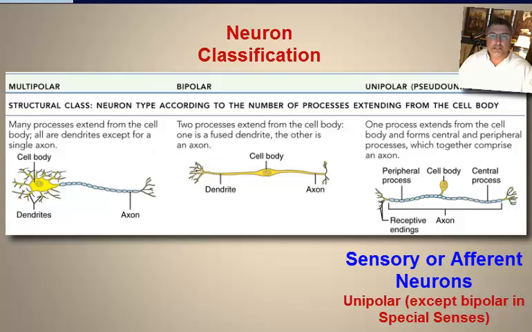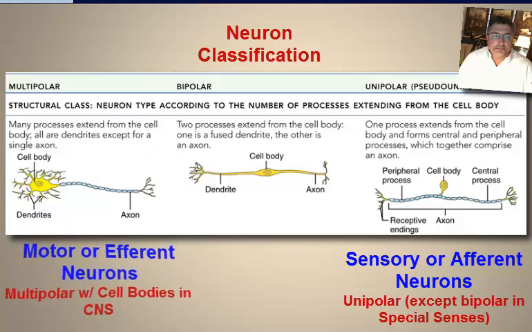Their cell bodies are located in ganglia. Remember, that's in the peripheral nervous system, with their axons carrying an impulse from the cell body to the central nervous system. Motor neurons, the efferent pathway, are typically multipolar neurons, with the cell bodies located in the central nervous system. They carry impulses from the central nervous system to the effector cell via an axon, where they'll form a neuromuscular junction.